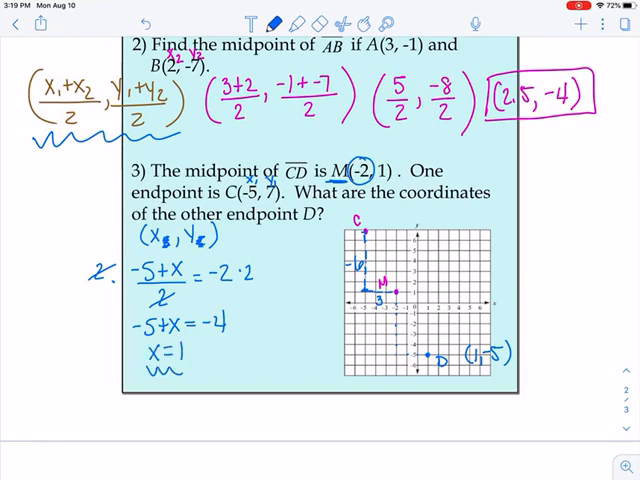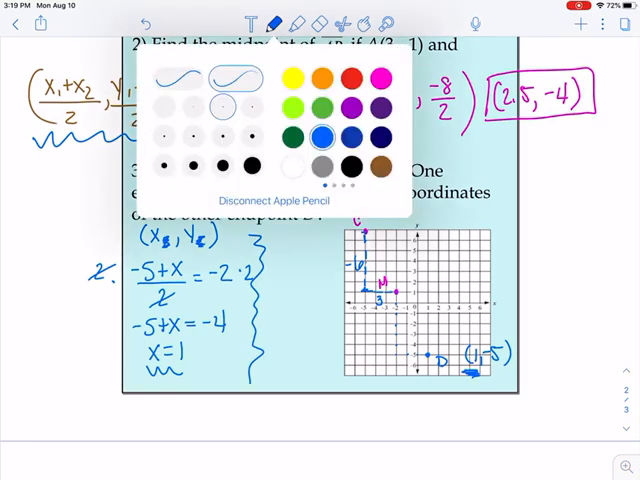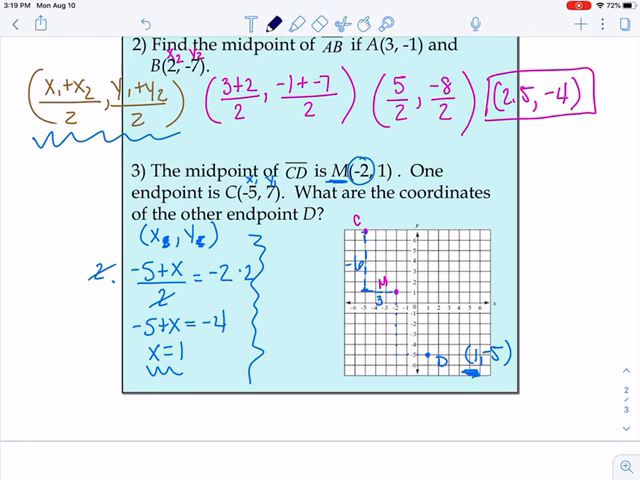And x is going to equal 1. And notice over here, we had gotten x equals 1 when we did it on the graph. And now we'll do the same thing with our y coordinates. So for our y coordinates, again, we're going to take y1, which we found out was 7, and add y2, which we're calling y, divided by 2.